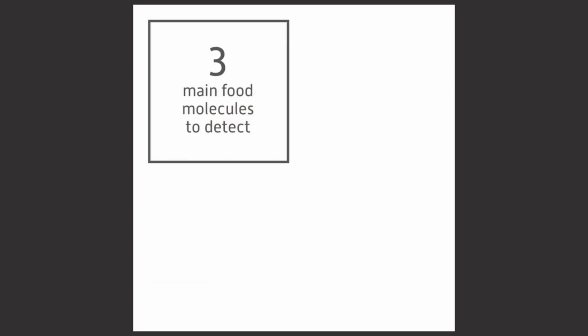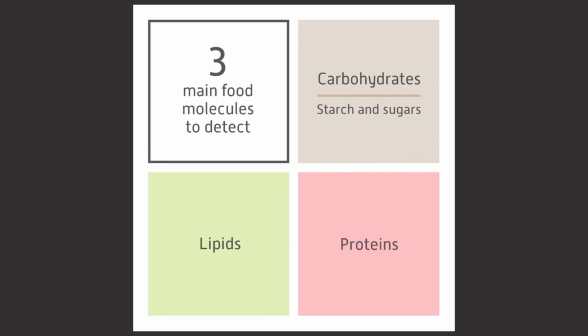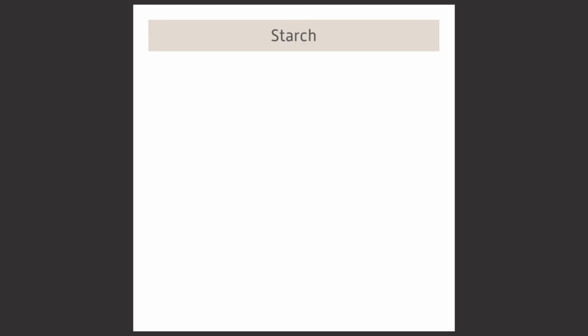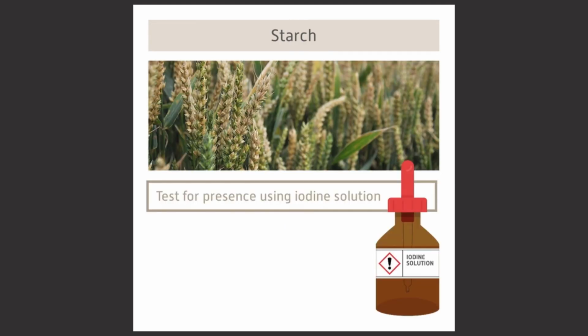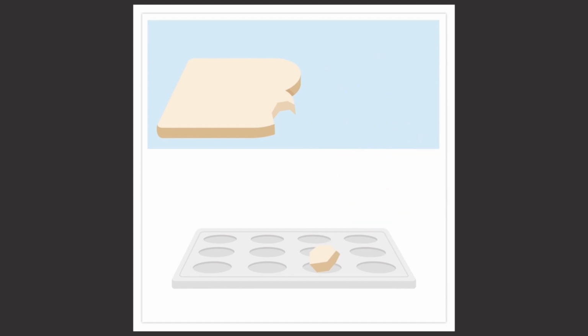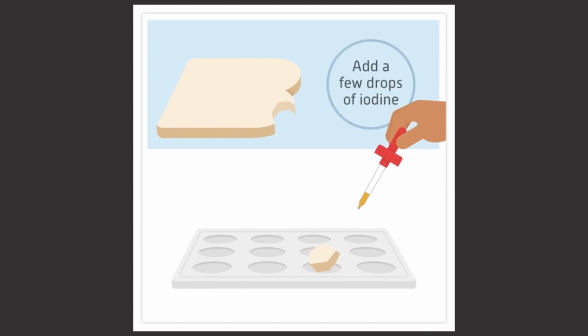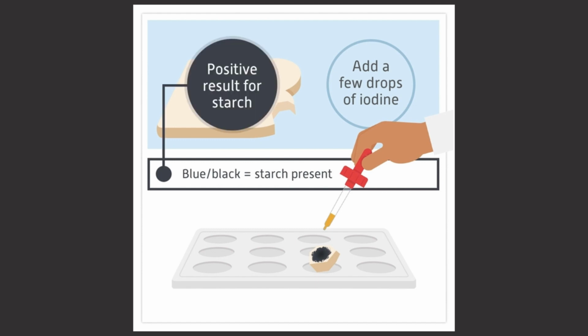There are three main food molecules that these tests are used to detect: carbohydrates, including starch and sugars, proteins, and lipids. Starch is a type of carbohydrate found in plants. To test for the presence of starch, you use iodine solution, which is coloured orange. The food to be tested is placed in a dimple of a spotting tile, and a few drops of iodine are added. If the food goes blue or black, starch is present. The presence of a blue-black colour is a positive result for starch.